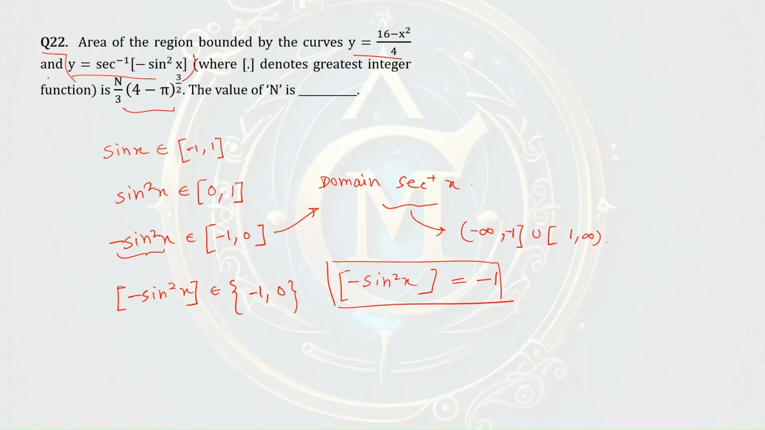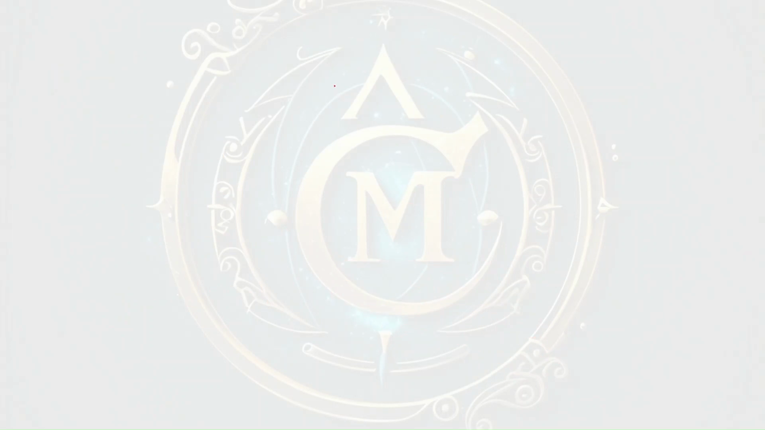That means this curve y equal to sec inverse of greatest integer of minus sine square x will be nothing but sec inverse of minus 1, and we know sec inverse of minus 1 is pi. So this is the line y equal to pi. This is the second curve. And the first curve was given to us. It was y equal to 16 minus x square divided by 4. So now we have to calculate the area bounded by them.